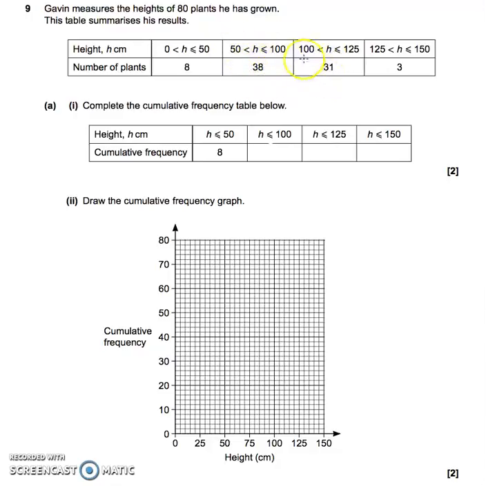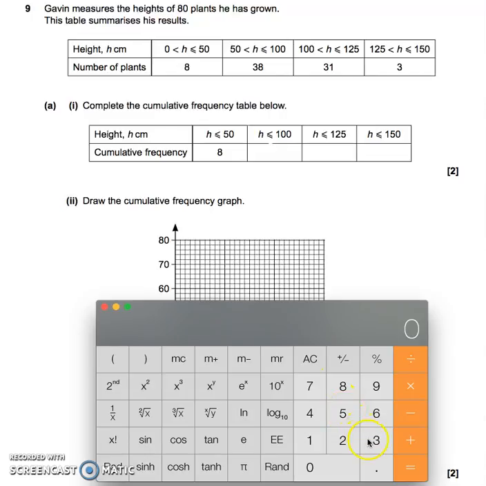And you can see there are 31 between 100 and 125, and between 125 and 150 there are 3. So in the first part of this question, you have to complete the cumulative frequency table. To do that, all you have to do is add the number of plants that are less than or the same as 100 centimetres, which is 38 and 8 together. So we're going to add those numbers, and you can use your calculator for this when you've got these questions on a calculator paper.